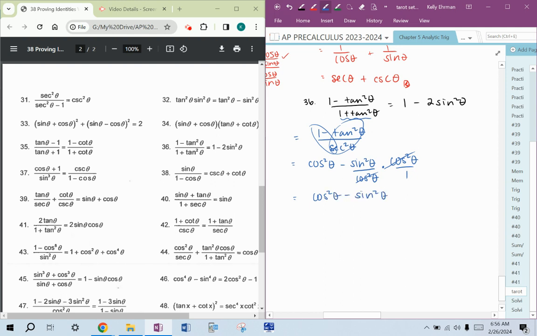And we practiced this a few times earlier in the page. I think it might have been 29 and 30. If we want to get 1 minus 2 sine squared, we replace cosine squared with 1 minus sine squared. And then we combine like terms.